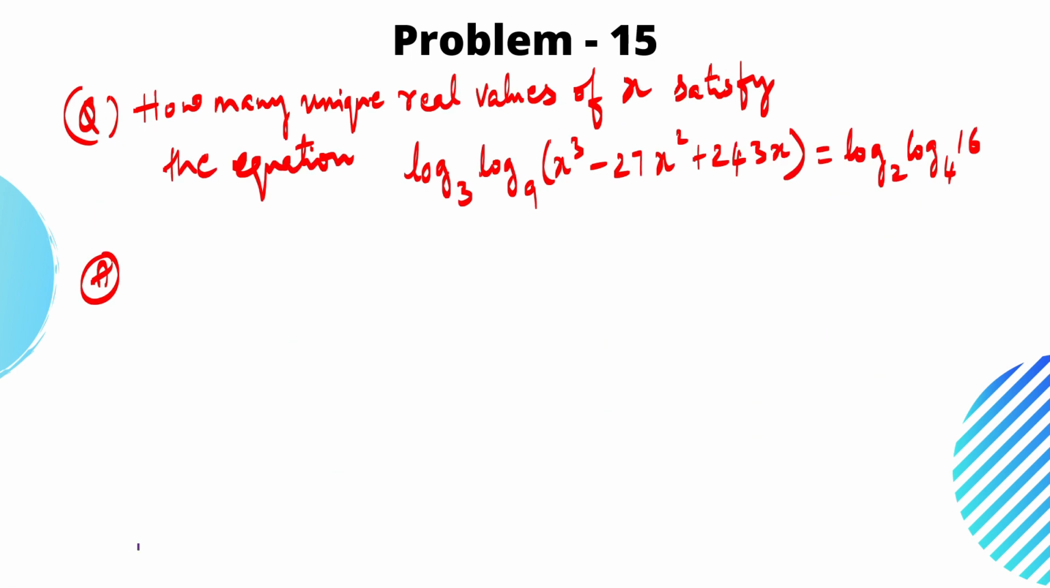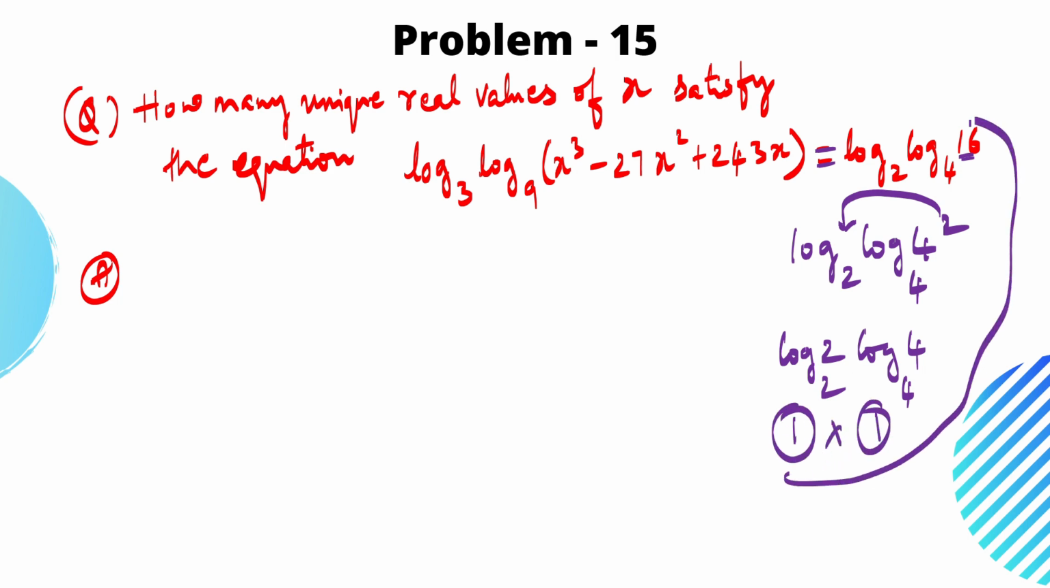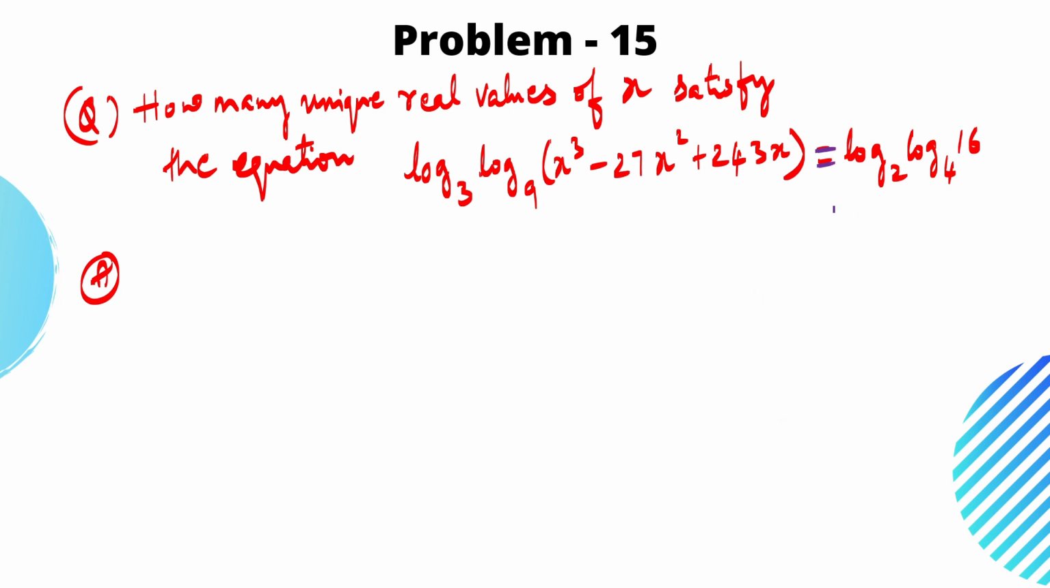So let us solve this. This may seem complicated, but not at all. If we look at this RHS, log to the base 2 into log 16 to the base 4. How can we write this 16? 16 can be written as 4 square. We can just bring this to this side, so that log 2 to the base 2 and log 4 to the base 4. Now log of something to the base of that is equal to 1, we know. So this is 1 into 1, so the whole entire thing is equal to 1.